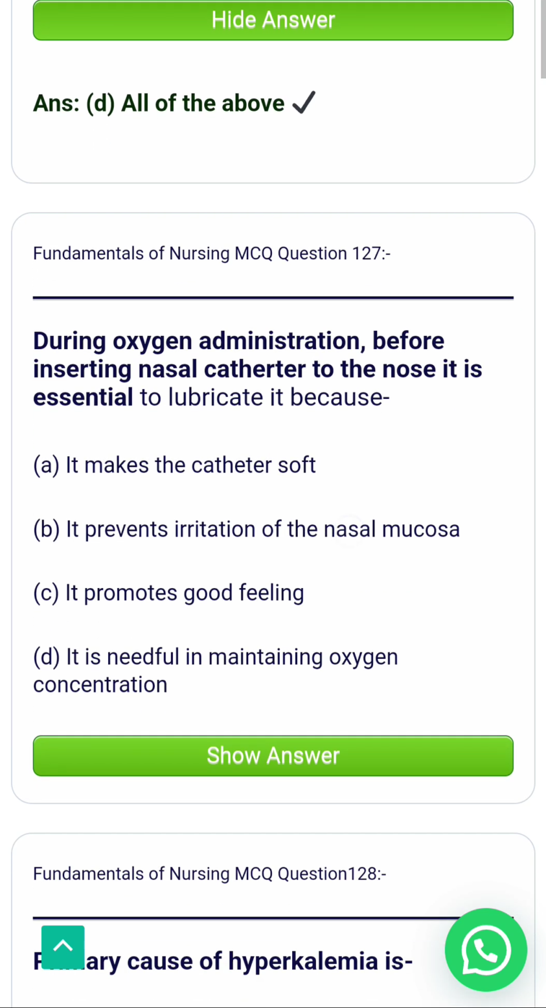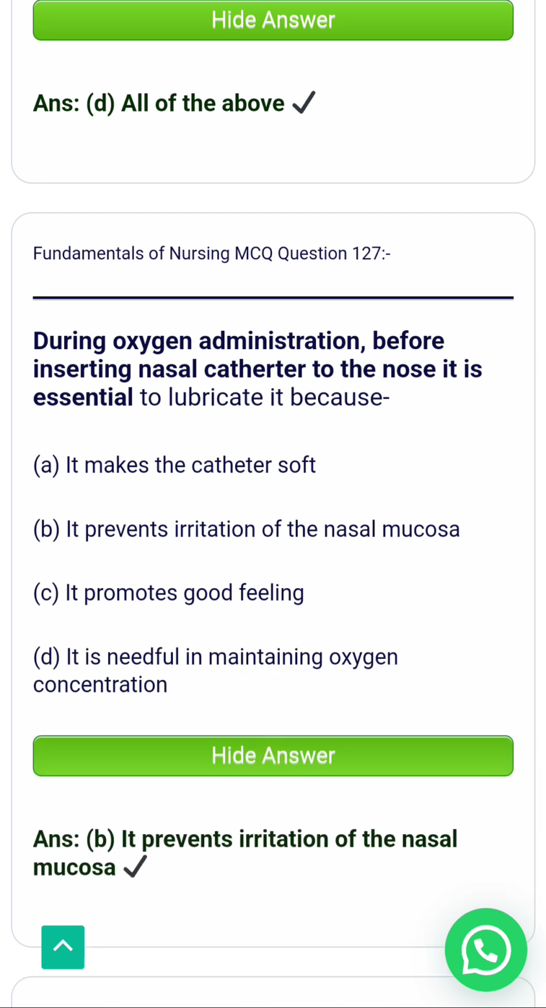And next question, that is, during oxygen administration, before inserting a nasal catheter into the nose, it is essential to lubricate it because A, it makes the catheter soft; B, it prevents irritation of the nasal mucosa; C, it promotes good feeling; D, it is needful in maintaining oxygen concentration. The correct answer is option B. Nasal catheter lubrication, because it prevents irritation of the nasal mucosa. That's why we lubricate the nasal catheter before insertion in the nose.